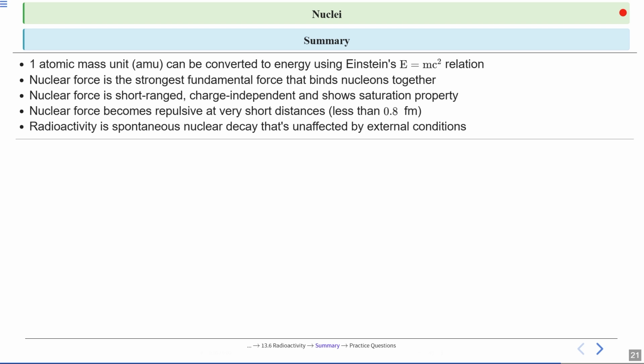Radioactivity is the phenomenon when an unstable nucleus spontaneously decays into a more stable form, releasing particles or energy in the process. Importantly, radioactivity is not affected by external factors like temperature, pressure, or chemical state.